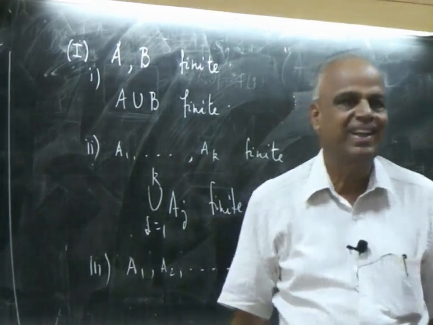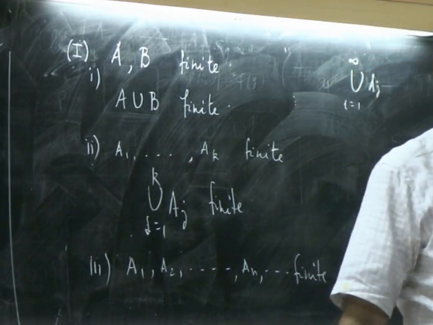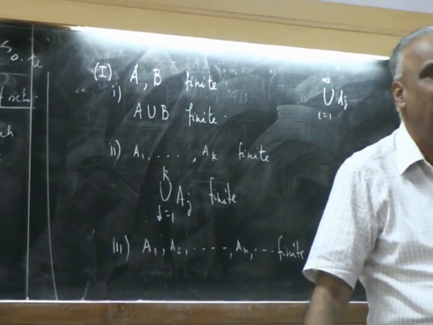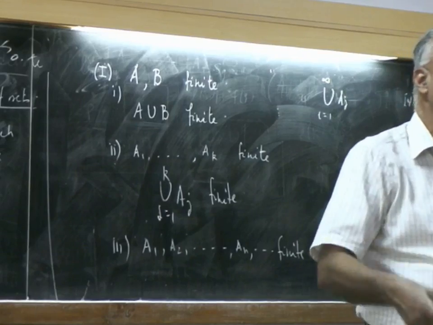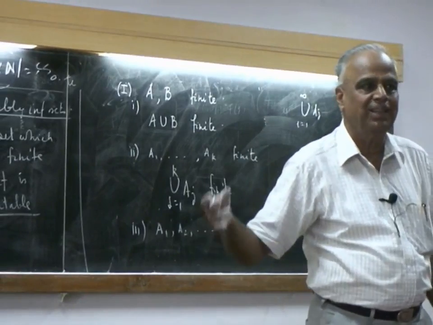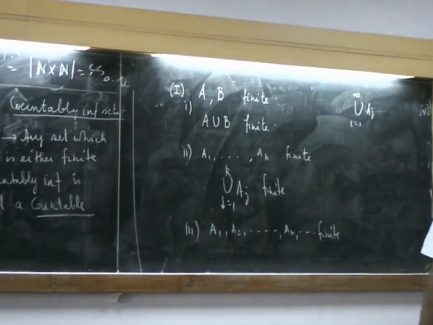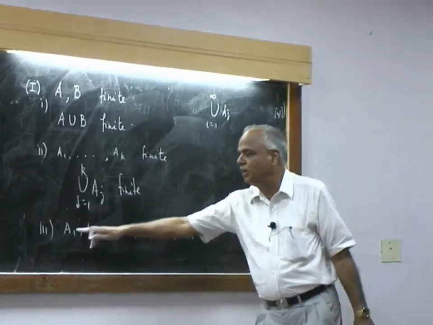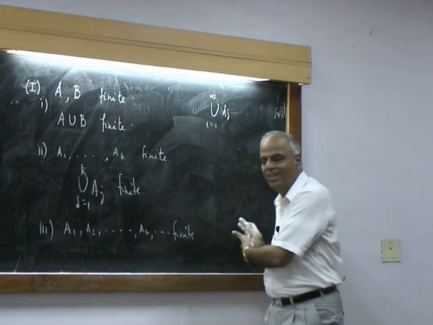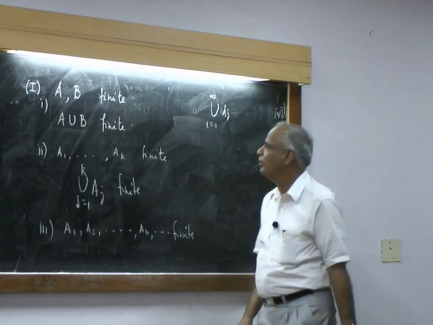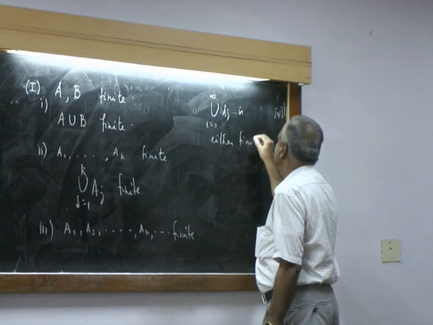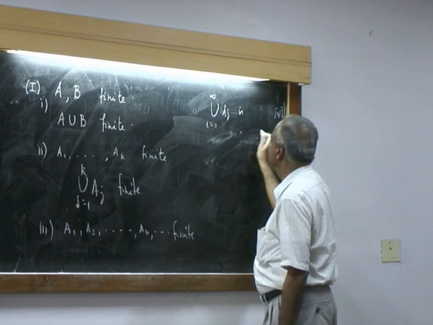Countably infinite? It can be either finite or countably infinite, because some of them may be simply repeating. I never said they are disjoint. Simply A1 may be equal to A2 equal to A3 equal to A4. All of them may be the same set. Or it may be this fellow has something, this fellow has something different, this fellow has something different, then all of them will add up to a countably infinite set. So, this is either finite or I can simply say it's countable.